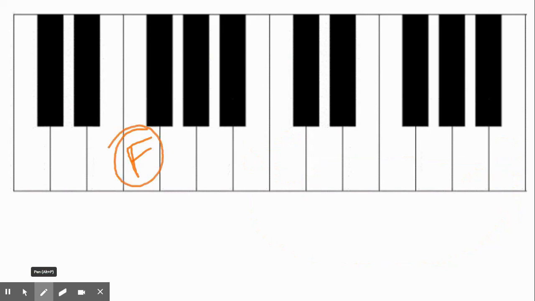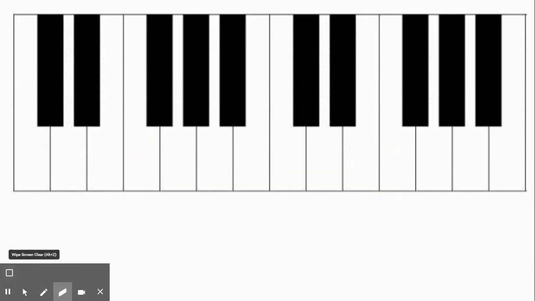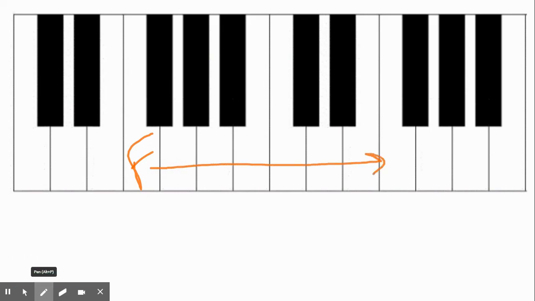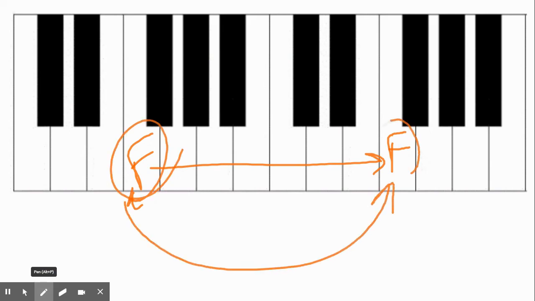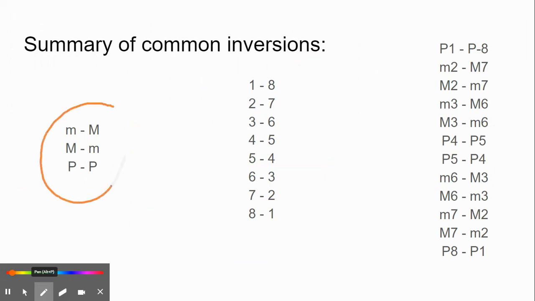If I have an F and an F, it's its own root. F to F is a unison. If I take F and flip it up an octave, then F to this F is an octave. And the opposite is also true. If I have F and I have the octave to F, if I take this F, the root, and flip it up here to put it in the same place as the new root F, I have a unison. So the rules I mentioned before apply everywhere. Major, minor, minor, major, perfect stays perfect.